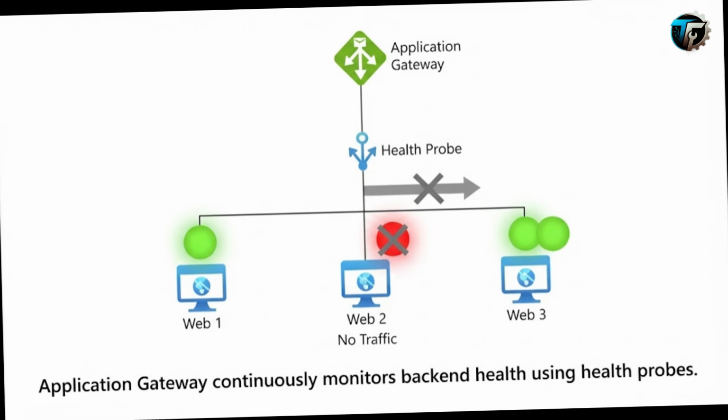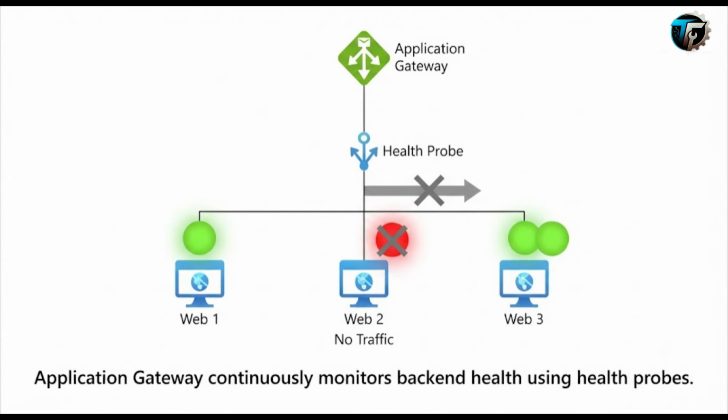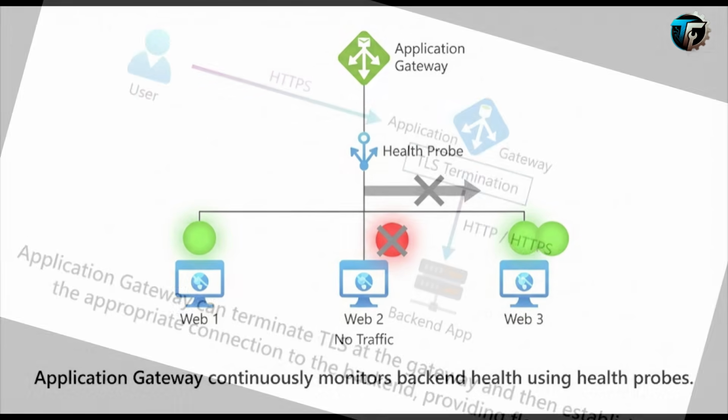Now imagine Web Server 2 has crashed. Application Gateway continuously monitors backend health using health probes. If a backend is unhealthy, the gateway stops sending traffic to it. When the backend becomes healthy again, it can become eligible for traffic again. This is a simple feature, but from an availability perspective, it's extremely important.